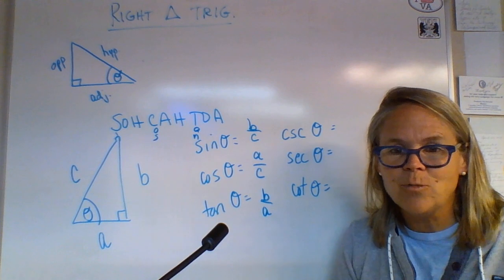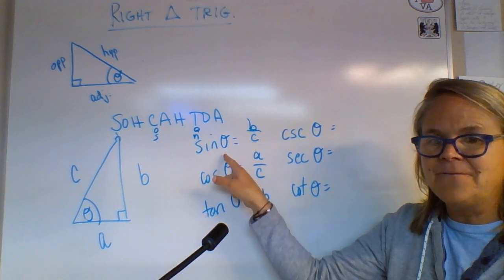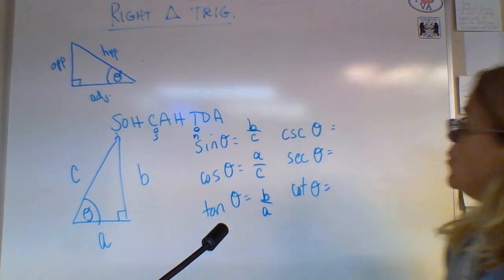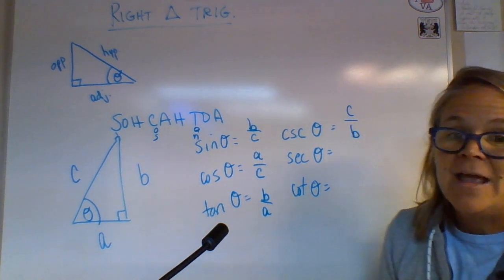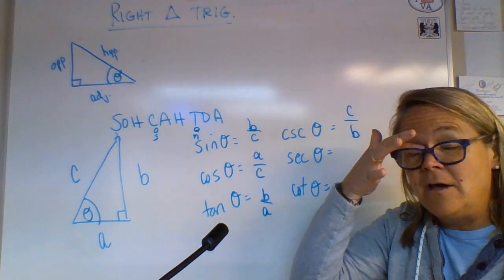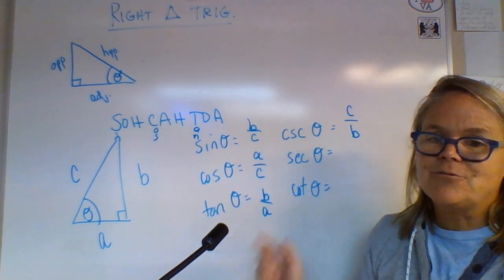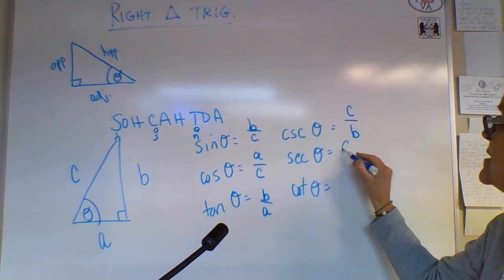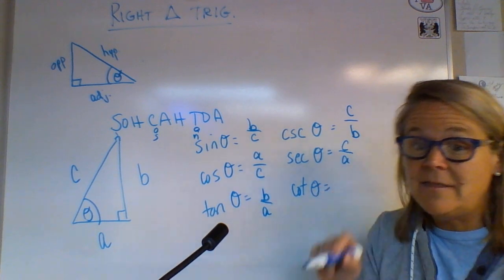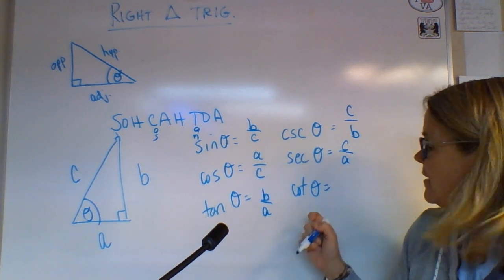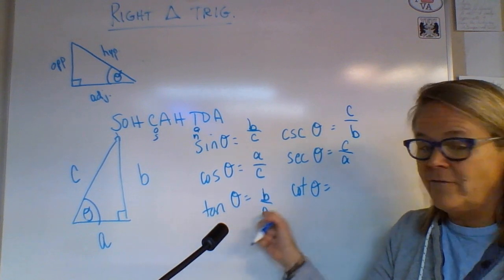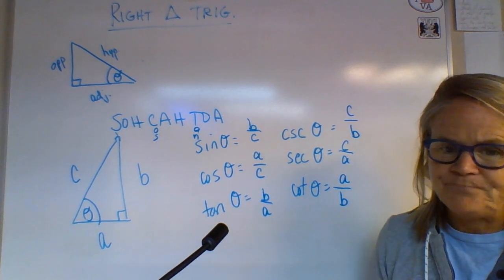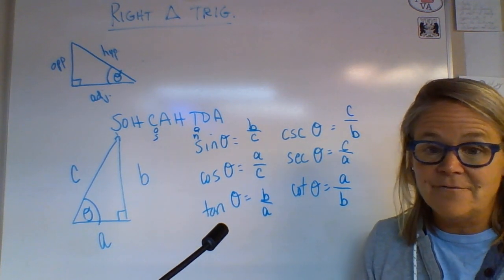Now, when I say it goes with it, if you find the sine of theta, the cosecant of theta is going to be the reciprocal. So it's going to be C over B. Now, you could say that's the hypotenuse over the opposite, but it's really just easier to find this and then flip it. So the secant is C over A, which would be the hypotenuse over the adjacent. Cotangent, instead of opposite over adjacent, it's adjacent over opposite. So we have 6 trig functions.